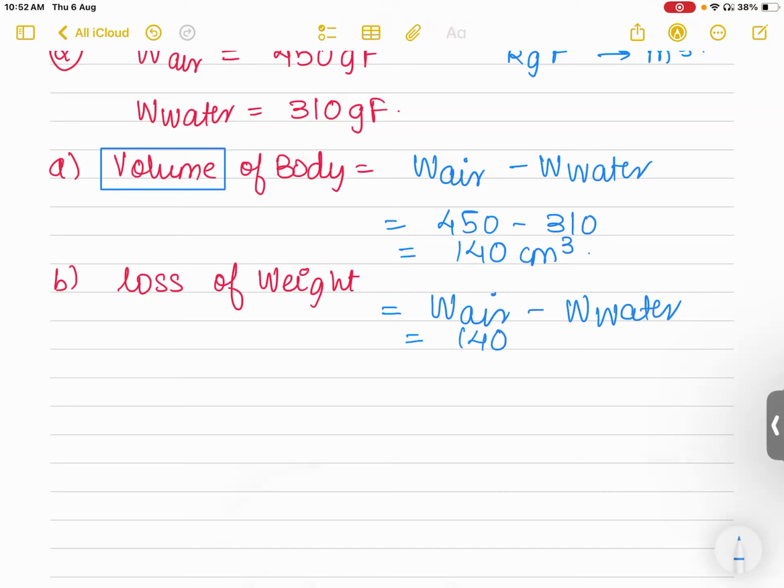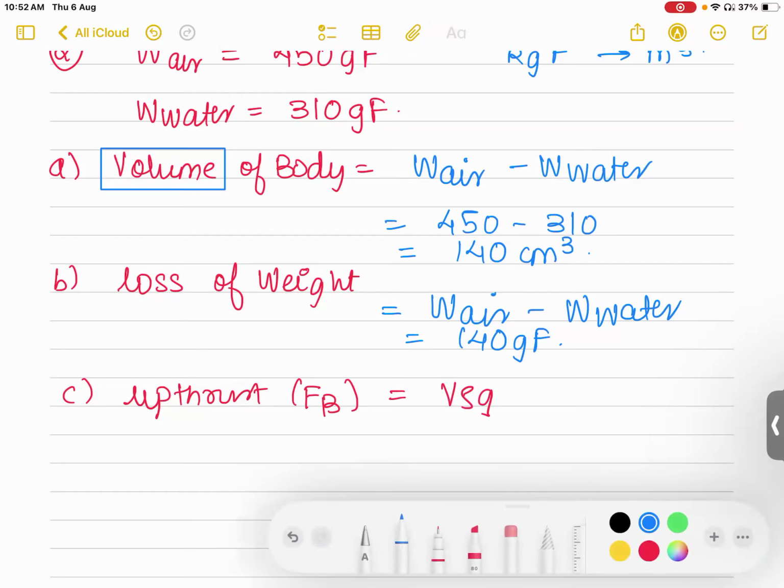Now, since I'm talking about weight, this is 140 GF. Weight is measured in GF or kgf. The C part, guys, is I am supposed to find out what is the upthrust acting. So when I'm talking about upthrust, upthrust is FB, which is V rho G.